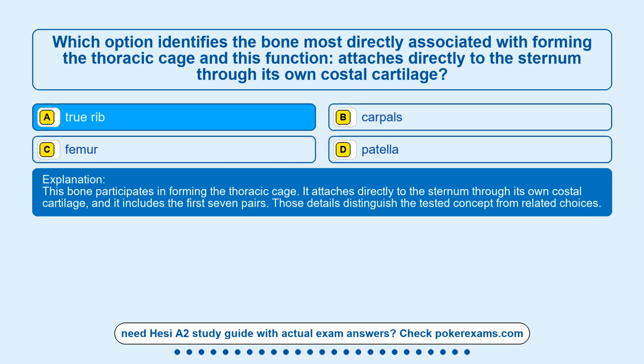This bone participates in forming the thoracic cage. It attaches directly to the sternum through its own costal cartilage, and it includes the first 7 pairs. Those details distinguish the tested concept from related choices.